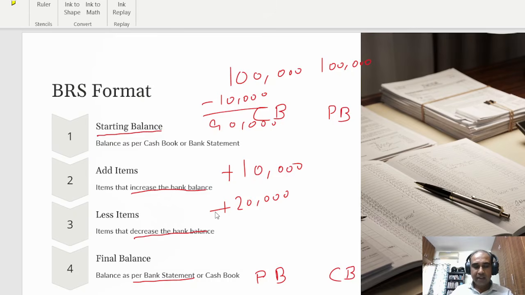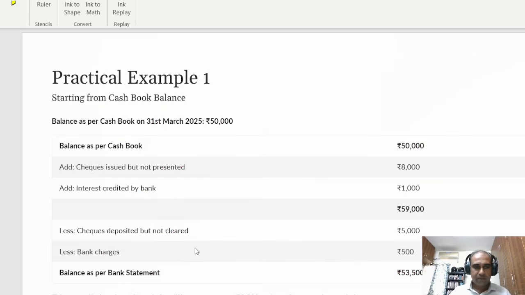So what I have to do? I have to now reduce this item to reach the passbook balance. Like that, you have to analyze each of the transactions and then do the treatment accordingly. If we start from cash book, we will reach passbook. If you start from passbook, we'll reach cash book. Now let us take two illustrations which will make this concept further clear.